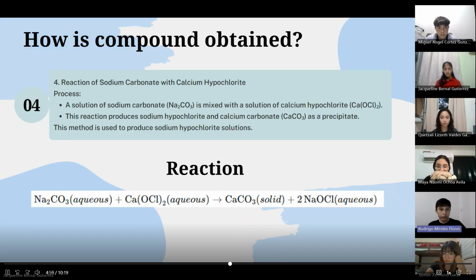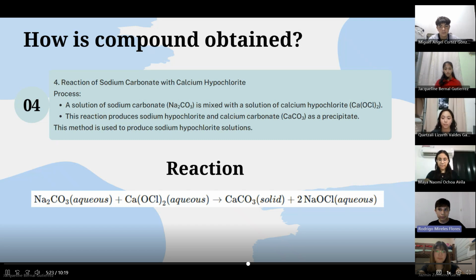And finally, the fourth way to obtain it is the reaction of sodium carbonate with calcium hypochlorite. A solution of sodium carbonate is mixed with a solution of calcium hypochlorite. This reaction produces sodium hypochlorite and calcium carbonate as a precipitate, and this method is used to produce sodium hypochlorite solutions. And here we have the reaction formula.